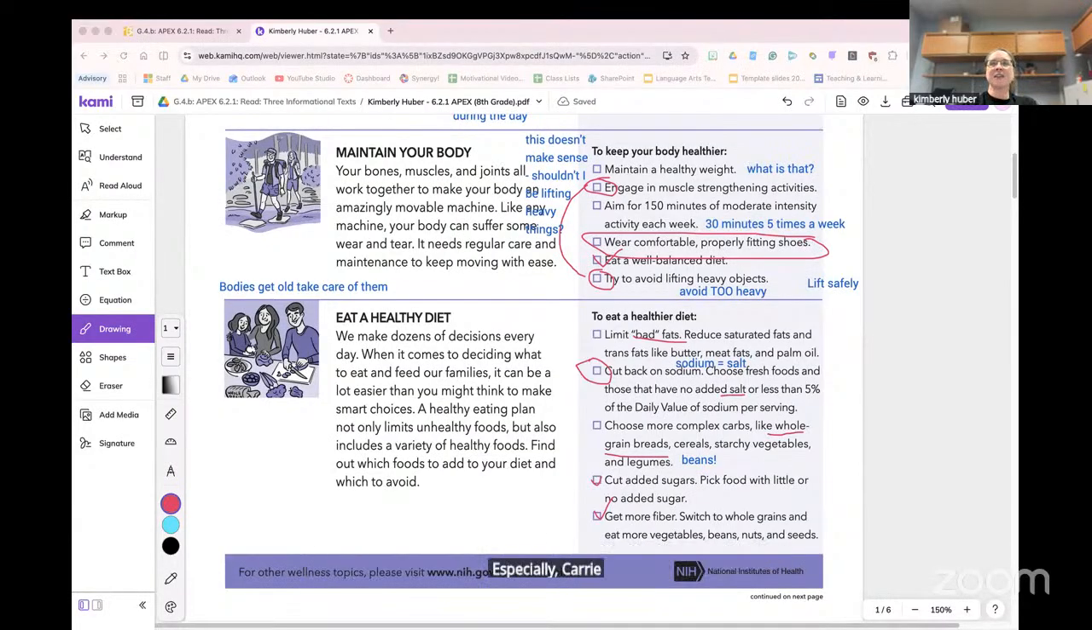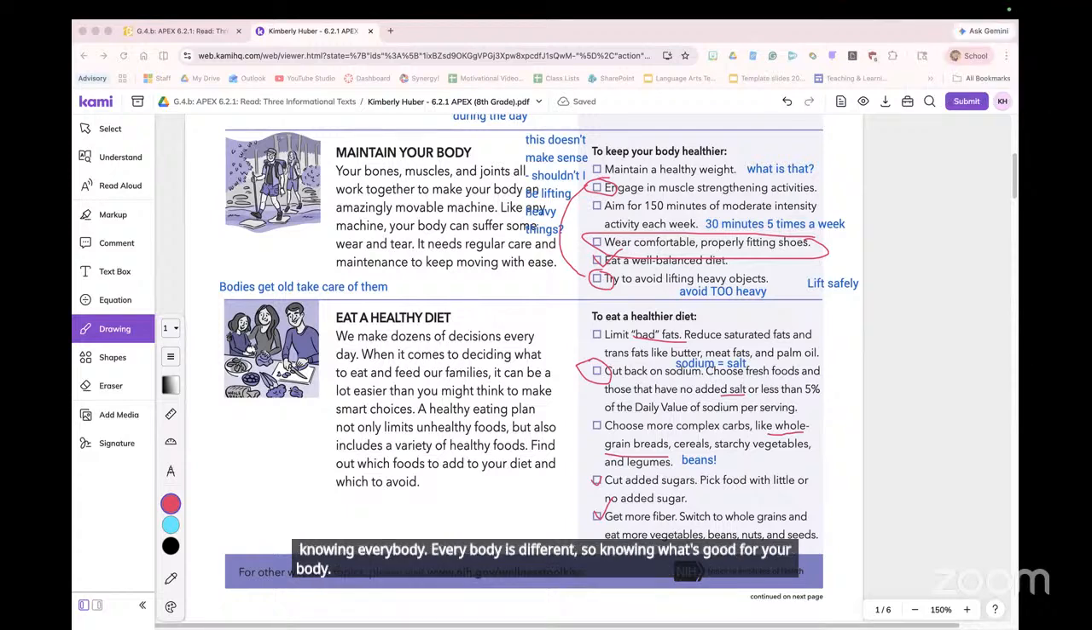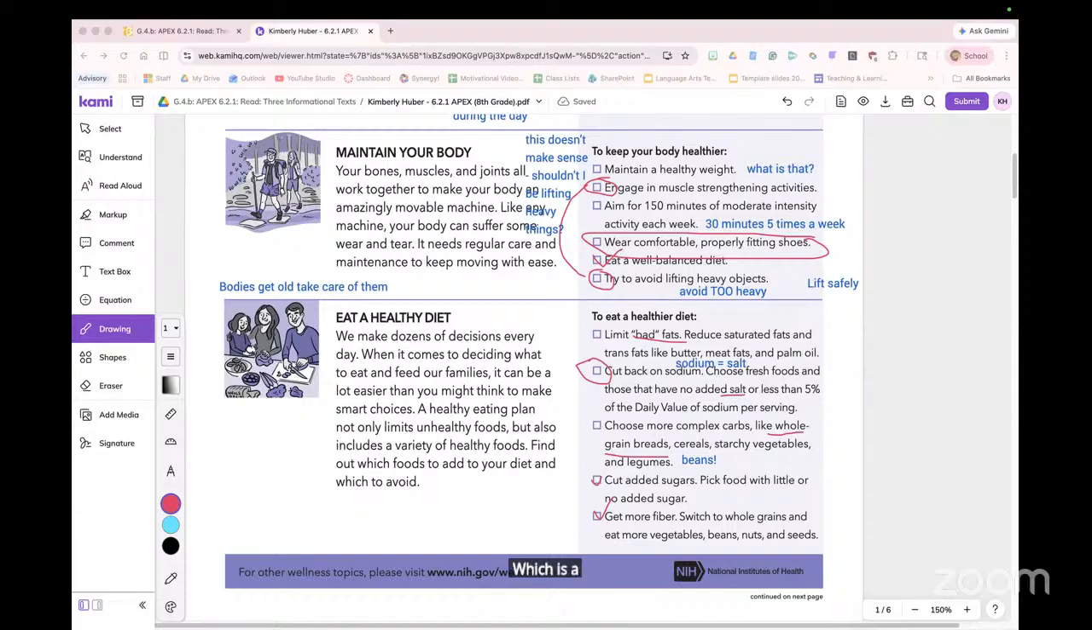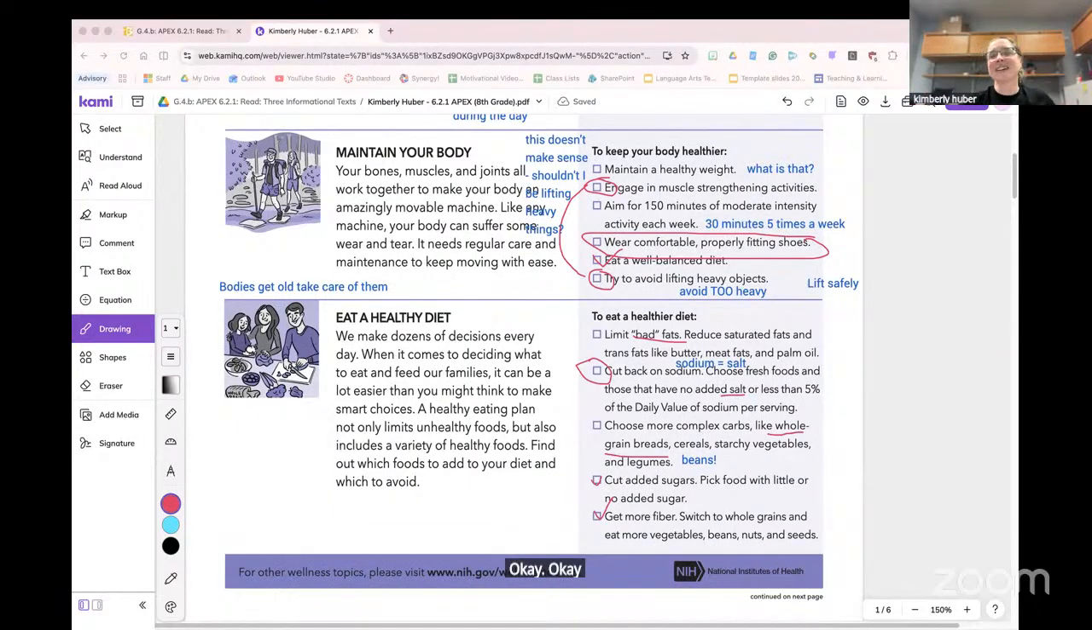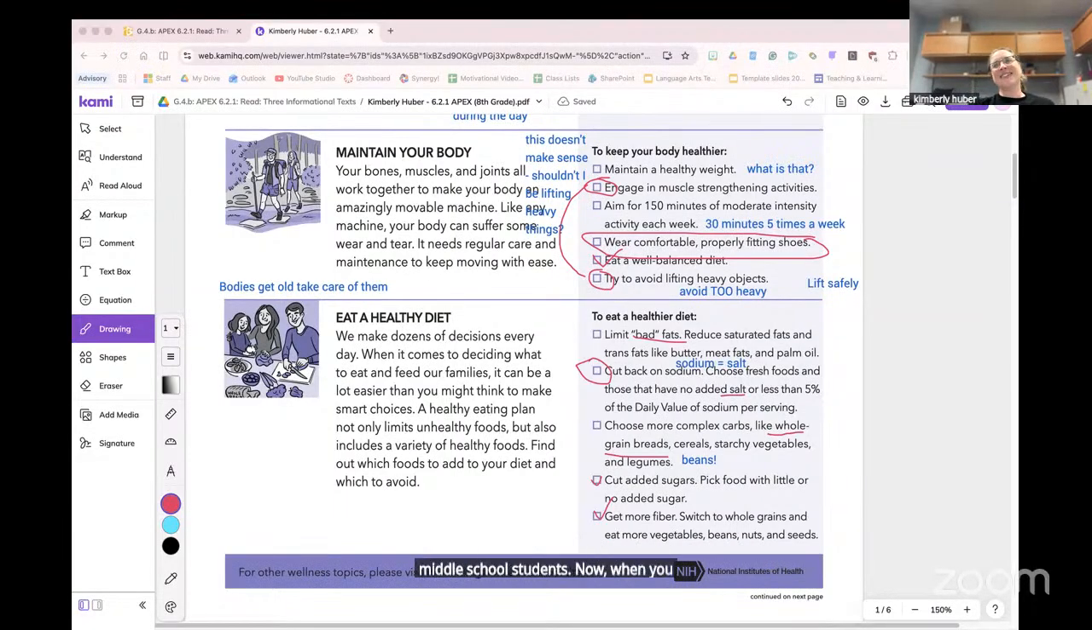Especially Carrie, I think you were saying you had a lot of food allergies, that's what causes some of your migraines and stuff. So, knowing every body is different, knowing what's good for your body. I never said I had allergies. But you were saying you couldn't eat some stuff because of your migraines, I thought, which is a kind of allergy. Actually, Miss Rodriguez, no, I don't really have any allergies. I'm perfectly fine with eating food. Okay. You just don't like a lot of it. Yeah. Which is, you know what, that's also normal for middle school students. Now, when you get to high school, no, I'm kidding. It's also normal.